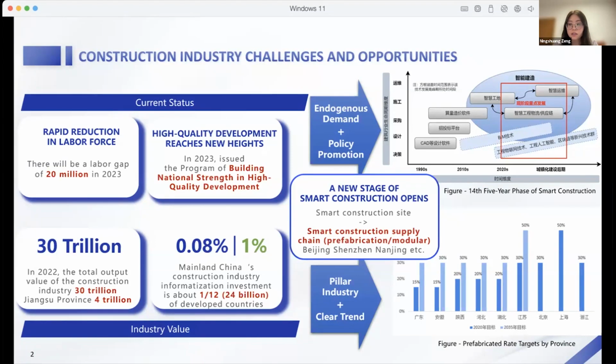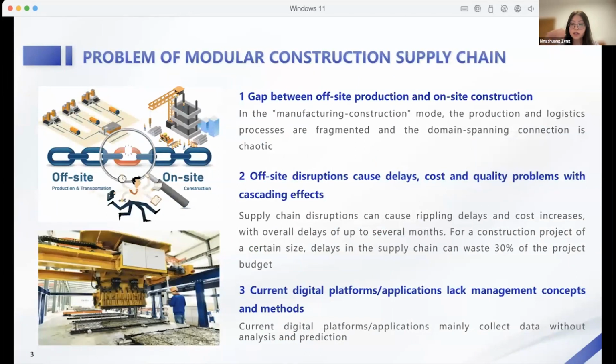And there are 24 pilot cities making efforts now for better modular construction supply chain, including Beijing, Nanjing, and Shenzhen, and so on. So let's come to the modular construction supply chain itself. There are a series of problems existing in the modular construction supply chain. First, there is a gap between off-site production and on-site construction. The production and logistic process are fragmented, and the domain-spanning connection is chaotic.